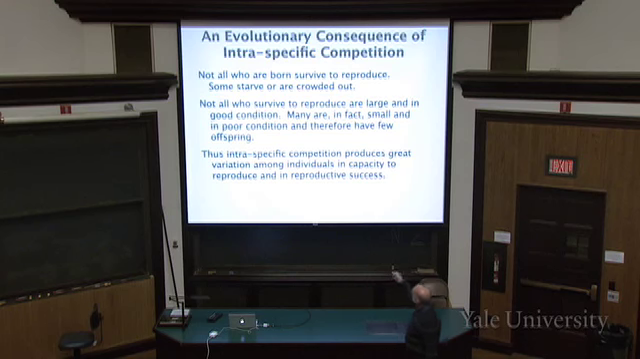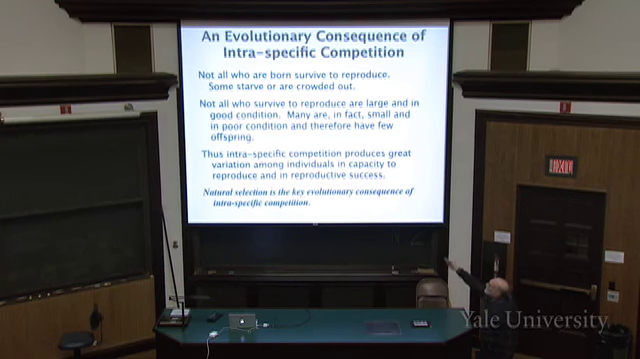So intraspecific competition produces great variation in capacity to reproduce and in reproductive success, and that means that wherever you have reproductive and mortality skew that's being produced by intraspecific competition, you are generating the conditions for natural selection. It's as though there's an internal process in ecology that just hands you the conditions for natural selection on a dinner plate.